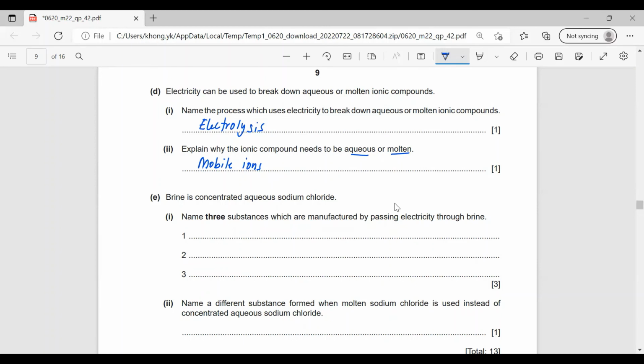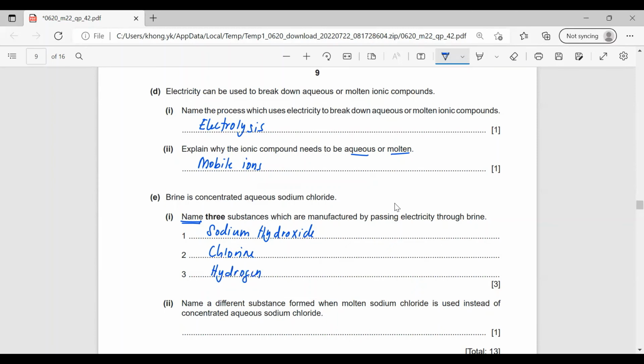Brine is concentrated sodium chloride solution. Name 3 substances that are manufactured by passing electricity through the brine. In this case, one of the products is sodium hydroxide. Other than that, you will get chlorine, and another product will be hydrogen.